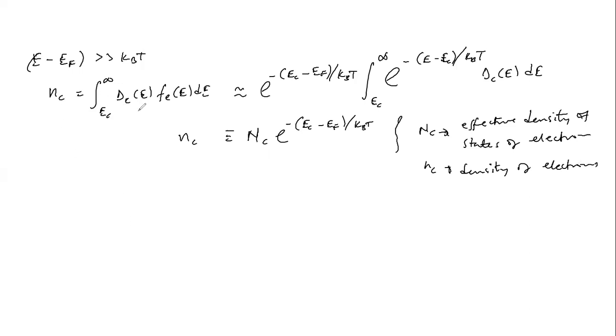Hence, this expression reveals that electrons in the conduction band may be viewed to be situated at the bottom, the lower limit of integration of the conduction band, where the equivalent density of states is now the effective density of states of the electron.